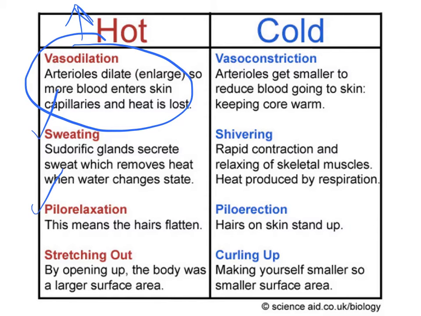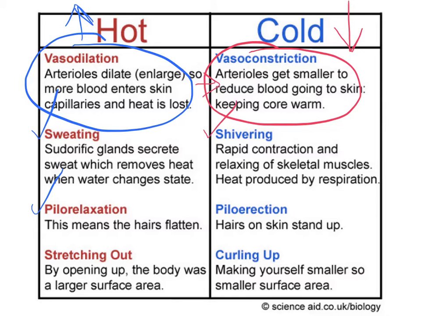Then let's say the temperature goes below our set point. Then we can do the opposite with our arterioles, our blood vessels. We can constrict our blood vessels, which will make them get smaller, and it'll have the opposite effect. So that reduces blood flow to the skin, which prevents the heat from escaping, and that'll keep our core temperature warm. And you're probably aware of shivering.